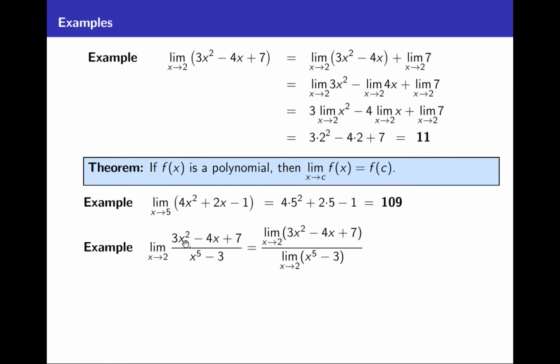The limit as x approaches 2 of f of x over g of x is the limit as x approaches 2 of f of x divided by the limit as x approaches 2 of g of x. So we've reduced this more complicated limit down to a quotient of 2 simpler limits. And if you look at these 2 simpler limits, they're both limits of polynomials. So we can use this theorem up here that says just plug in 2 to those 2 polynomials. Plug in 2 to 3x squared minus 4x plus 7 right here. And plug in 2 to the x to the 5th minus 3. You get 2 to the 5th minus 3. And work that out, and you get 11 over 29.